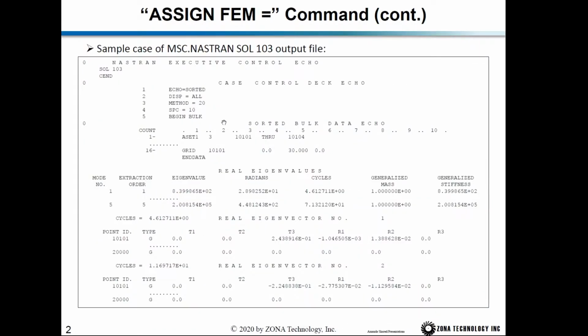And this is a typical NASTRAN solution 103 output file. It prints out the solid bulk data cards, followed by the eigenvalue, generalized mass, generalized stiffness, and eigenvectors, which are the modes.